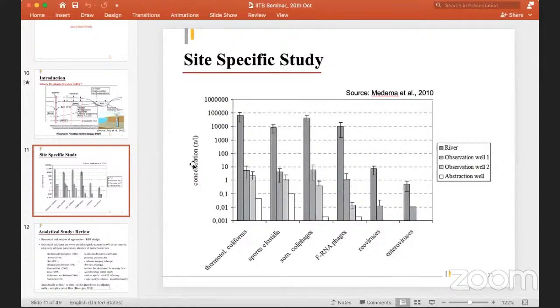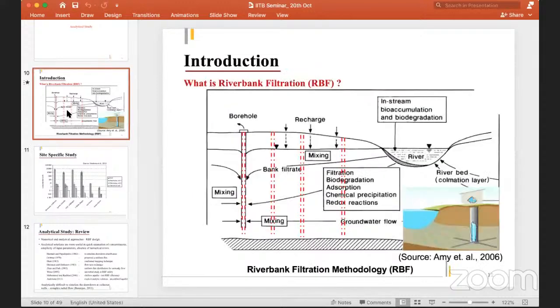Thanks, Dr. Shende, for the talk. On slide number 11, you were saying mostly it is a function of distance from the riverbank. Am I correct? Yes, sir. What other things would you think are important in the field? So the distance is the most significant parameter we have observed in the riverbank filtration system.